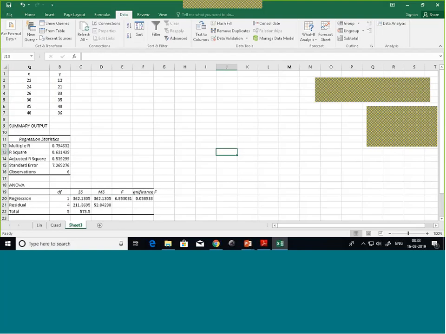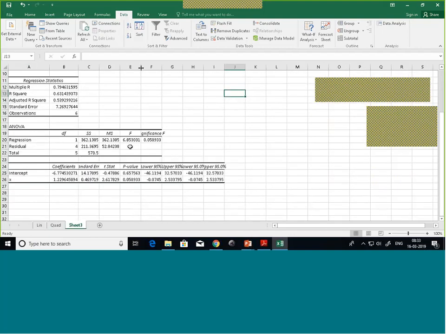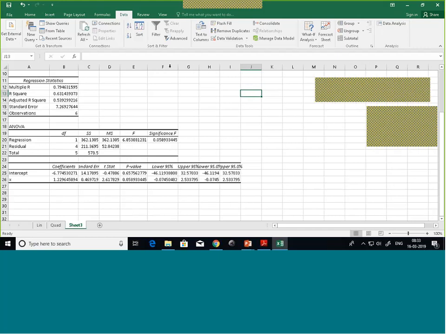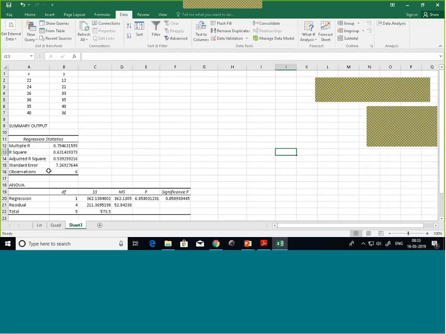So we have the output. So you see the output table, and let us read carefully. If you see, we have R square. R square is nothing but the coefficient of determination, which means the strength of the data, which means that 63% of data is following our equation.